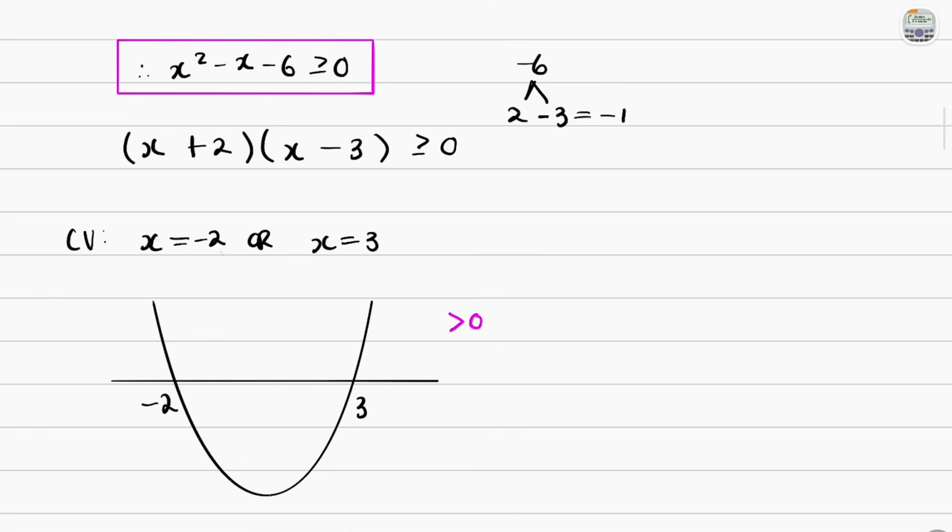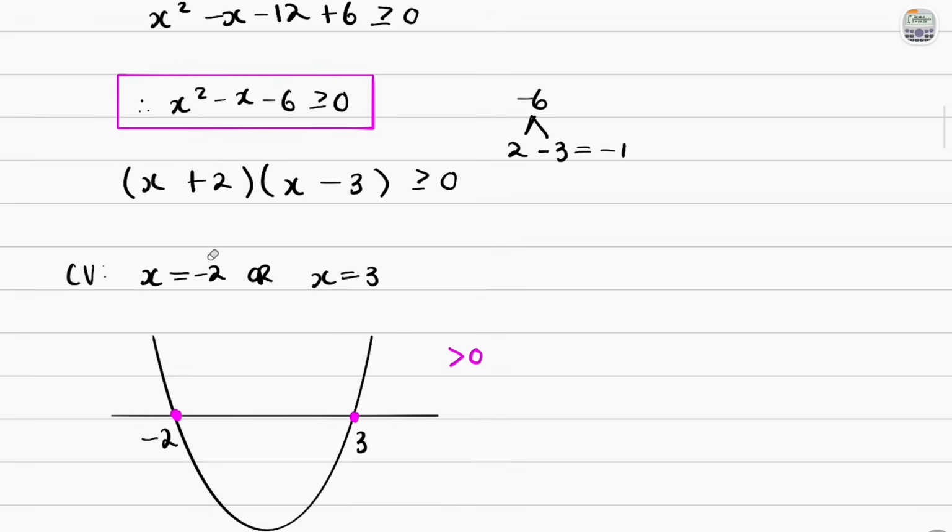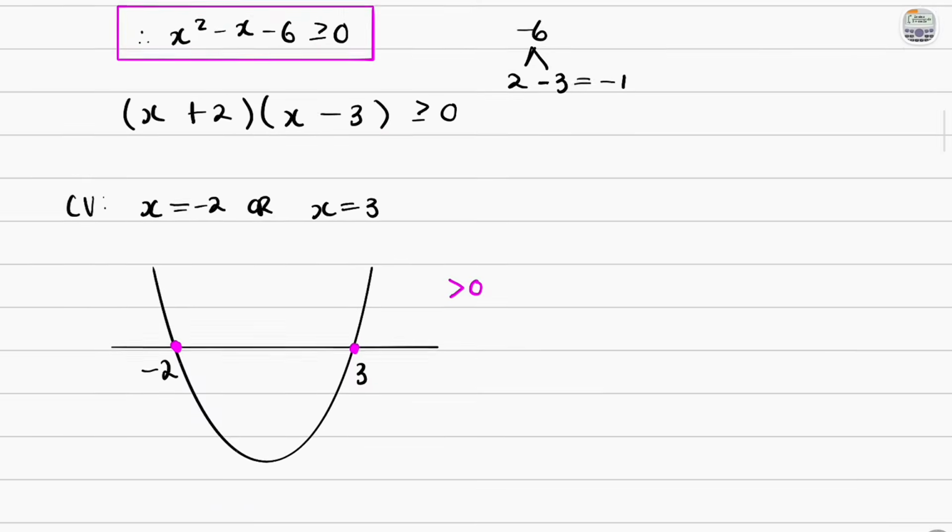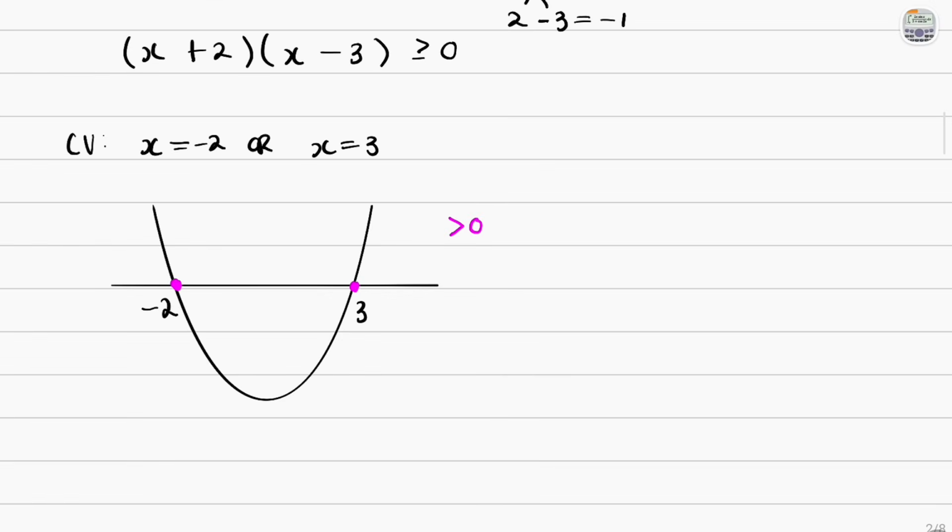Do you see that these critical values are points where the y values are equal to 0? You can test it out. You can take this -2 and substitute it into this equation, you will get 0. Take 3 and substitute, you get 0, because they are the roots of this expression, the x-intercepts. Okay, so now let's go ahead and answer them.